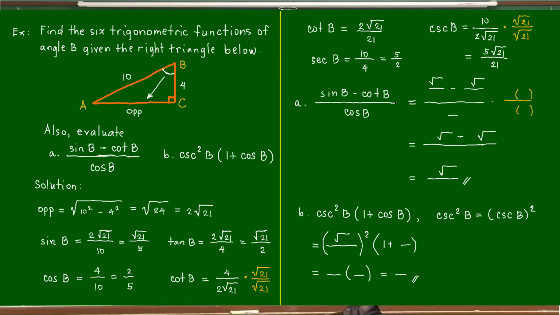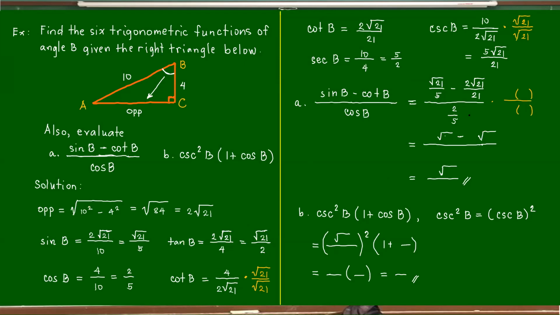Let's evaluate this trigonometric expression: sine B minus cotangent B all over cosine B. All we have to do is plug in their corresponding values. Sine B is equal to 2 square root of 21 over 10, or that is square root of 21 over 5. What about cotangent B? Cotangent B is 2 square root of 21 over 21. Denominator, cosine B. Cosine B is 2 over 5.